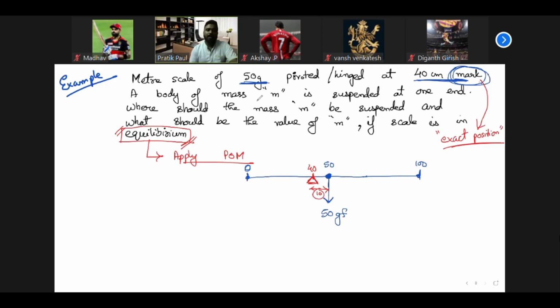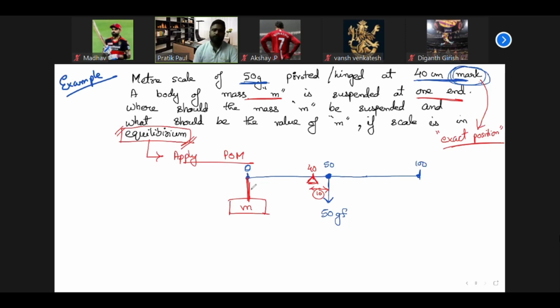Now there should be a mass of m, which is again suspended at one end. Now which end will it be suspended? See, this one weight is already there at this side. So the other weight has to be on this side. If you're placing one weight over here, then the scale will bend totally towards the right. But in order to avoid that, we are trying to suspend this mass this side. Why am I doing that? Because it's given in the question that it is in equilibrium.